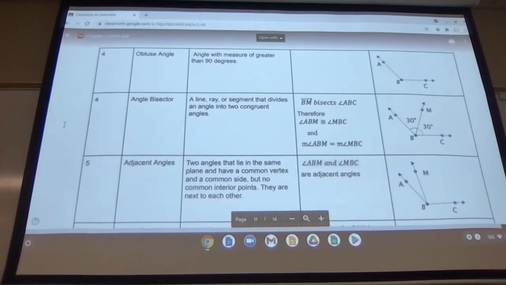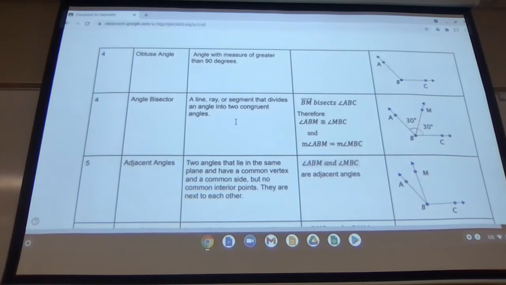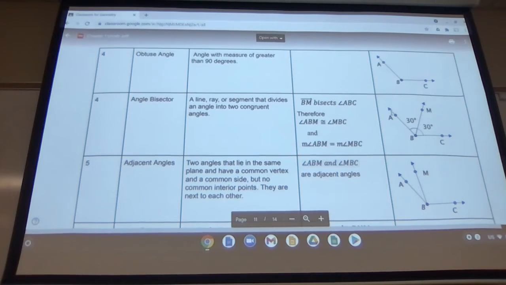Last definition for today. If you remember back to when we did segments, we talked about a segment bisector. A segment bisector split a segment in half. An angle bisector is going to do the same thing. It's going to be a line, ray, or segment that divides the angle into two congruent angles. So if you come over to our picture here, this big angle ABC, you've got a ray BM going right through the middle of that angle, splits it into two 30-degree angles. So we could say that ray BM is an angle bisector. It's splitting that angle in half.